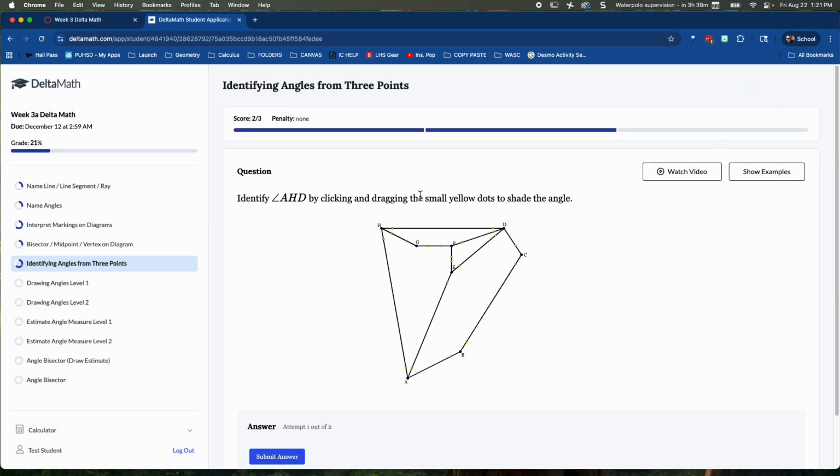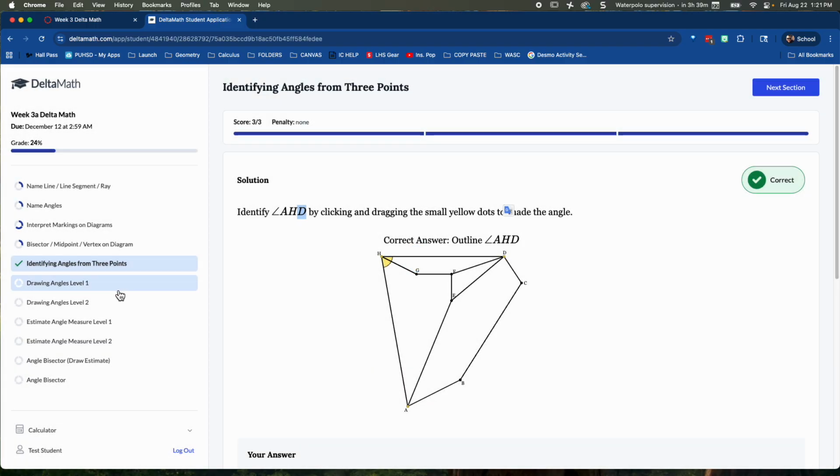Let's try one more. AHD. Well, H is going to be in the middle. I need to go out to segments A and D. Well, here's my A, here's my D. So this is another larger angle that goes across 2 points. Or 2 angles that make up that larger angle.